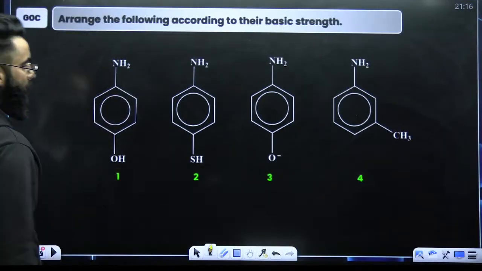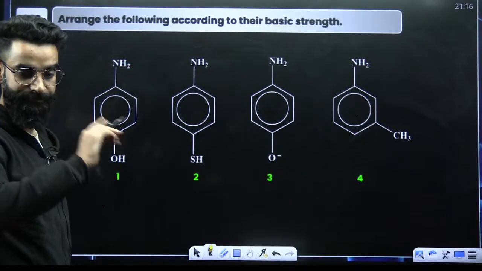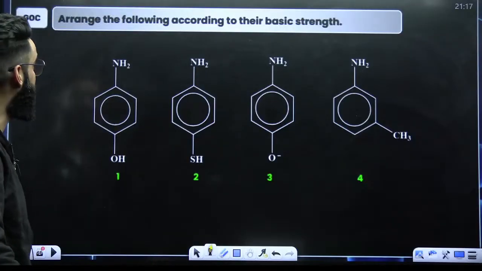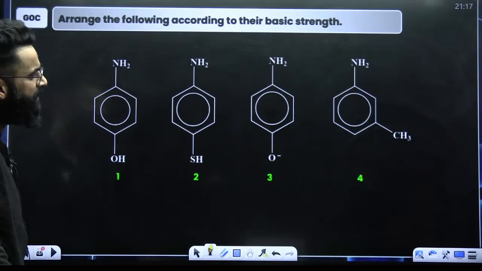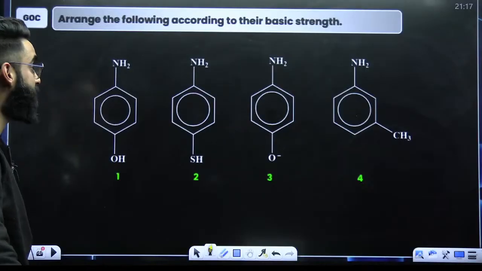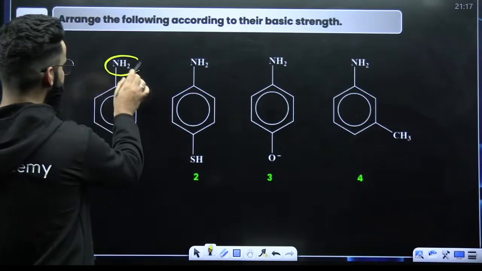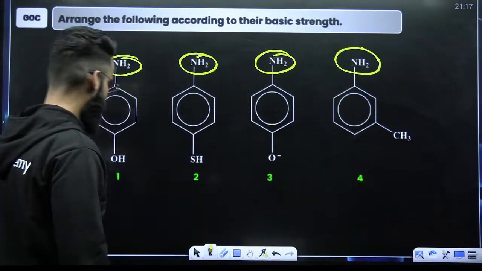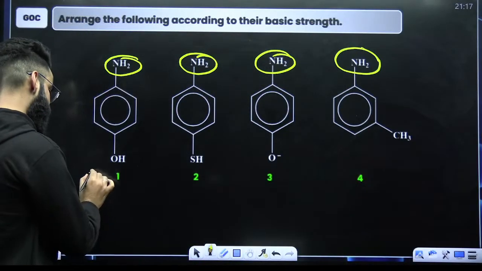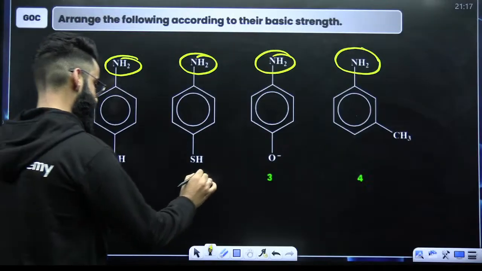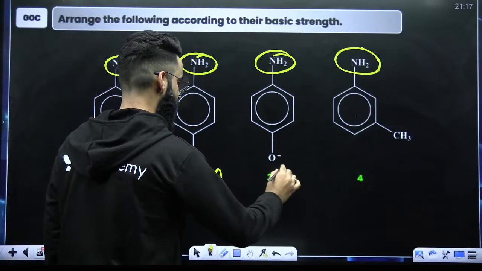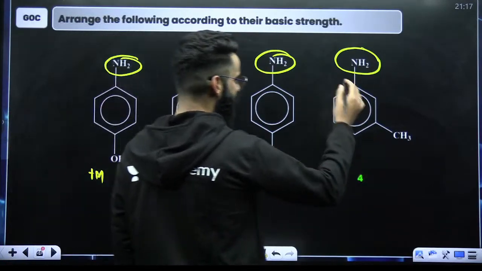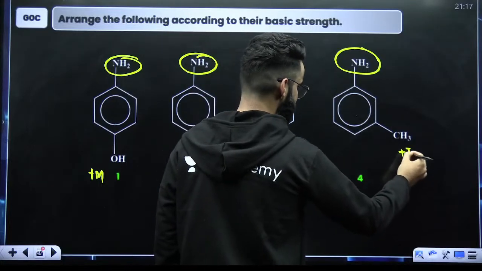All right, this is one more question, and I would want answers from you. Arrange the following according to their basic strength. First of all, the reference everywhere is the same. Now, OH at the para position shows plus M. SH shows plus M. O negative shows plus M. CH3 at the meta position shows only plus I.